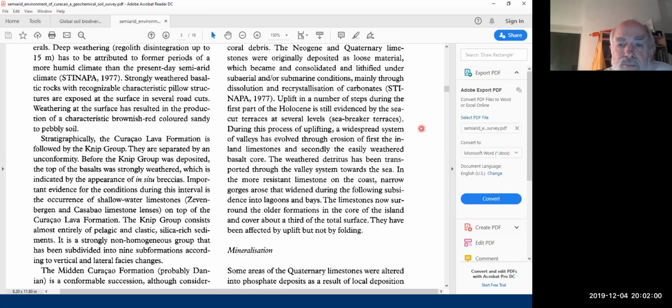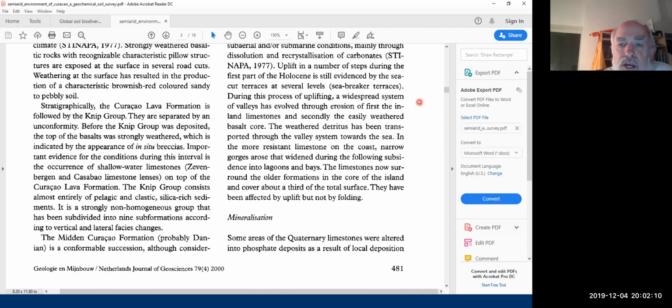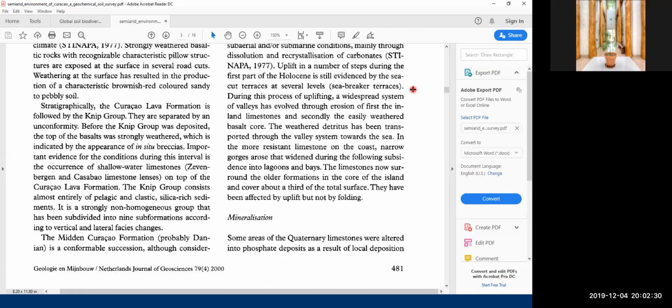Okay. Now, then they said after all of that, the island was uplifted, came up out of the sea in a number of steps. And so what they say then is you can find sea-cut terraces. So this means you would have a gigantic step shape of the land as you go down from the center of the island towards the sea across the limestone. Does that sound familiar? You've seen this? Yes, very familiar.